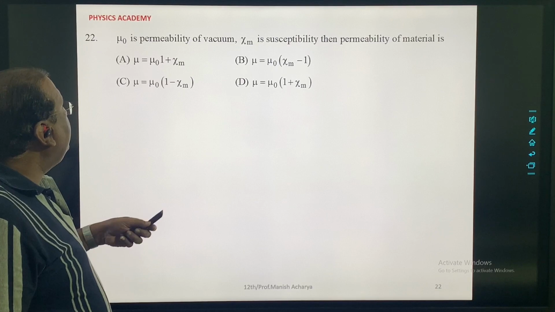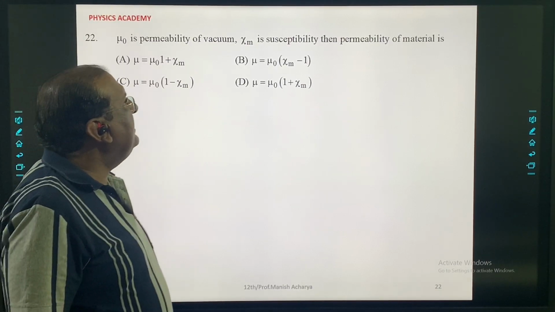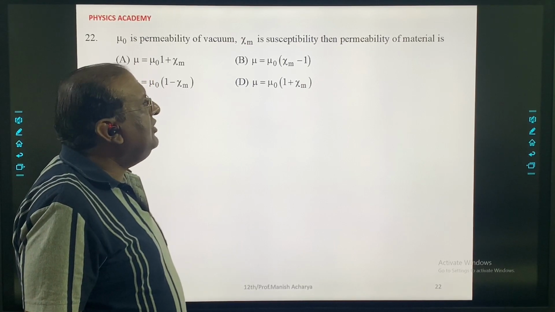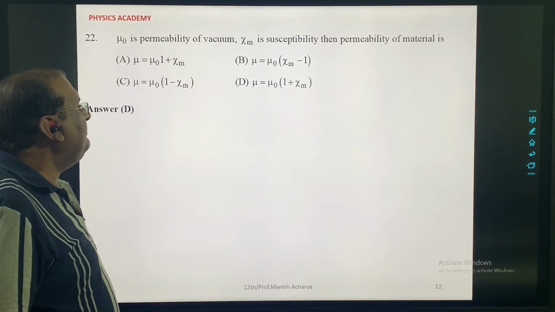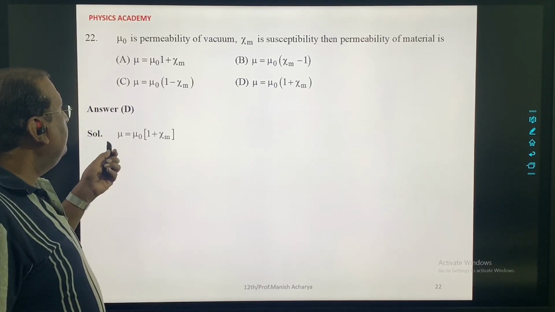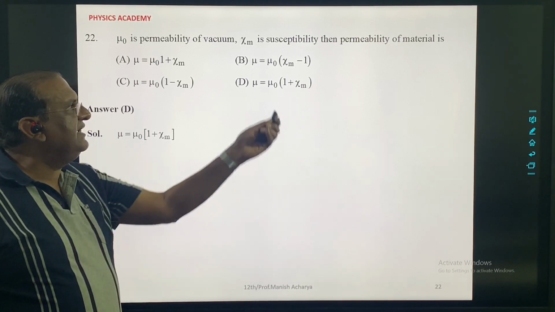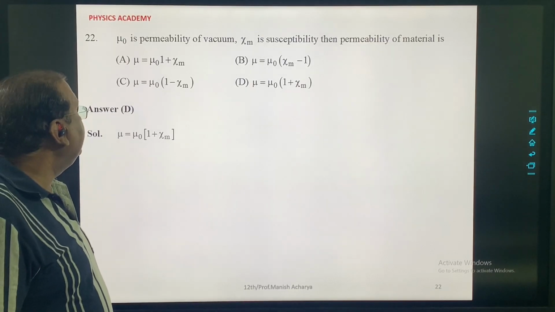Now question 22. Mu 0 is the permeability of vacuum, chi m is the susceptibility. Then the permeability of the material is... in theory we derived this relationship, and as per that mu is equal to mu 0 into 1 plus chi m. So the answer is D. This is directly theory based.